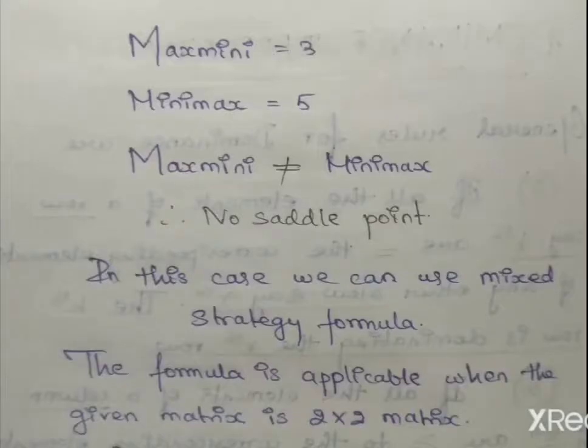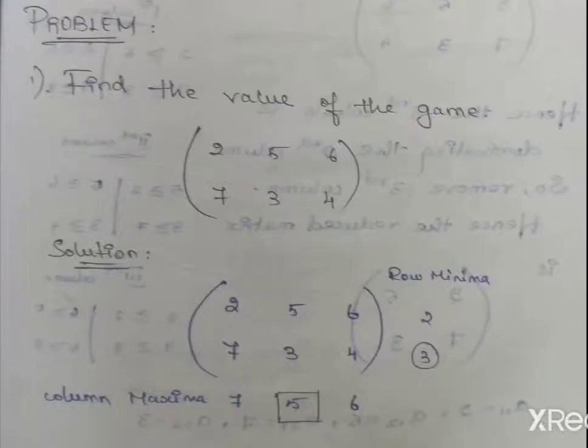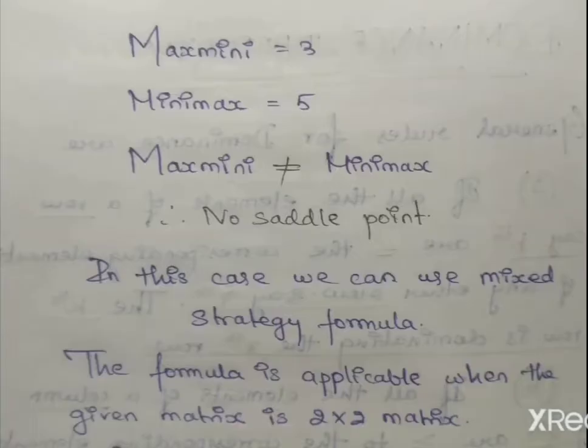The next step is to find the minimax and maximin. Here the row minimum values are 2 and 3. Among these row minimum values you have to take the maximum value, so maximin is equal to 3. The column maximum values are 7, 5, 6. Among these we take the minimum value, so the minimum of 7, 5, 6 is 5. So minimax is equal to 5. These two are not equal, so there is no saddle point. In this case, we can use the mixed strategy formula. But the formula is applicable only when the given matrix is a 2 by 2 matrix.